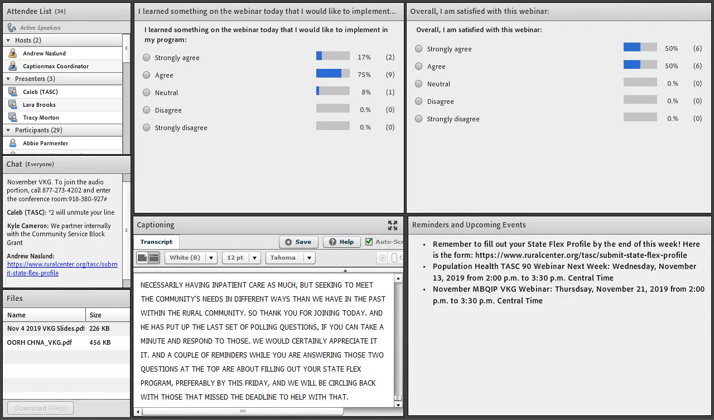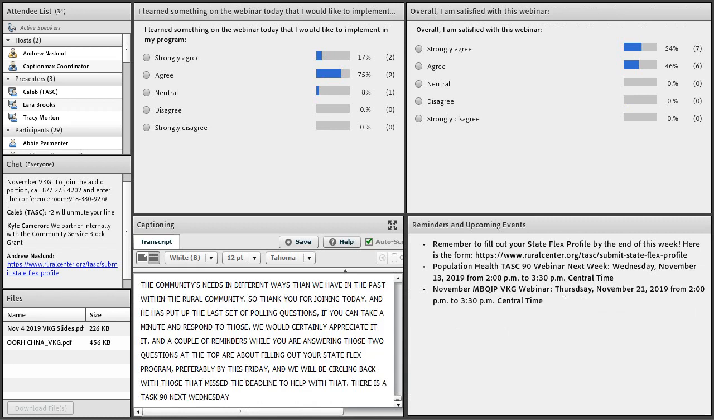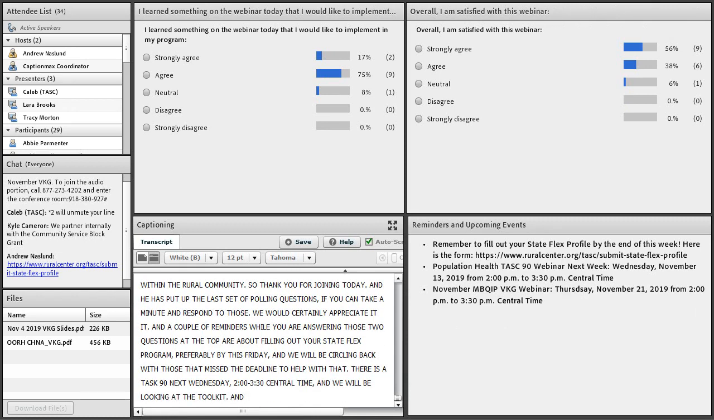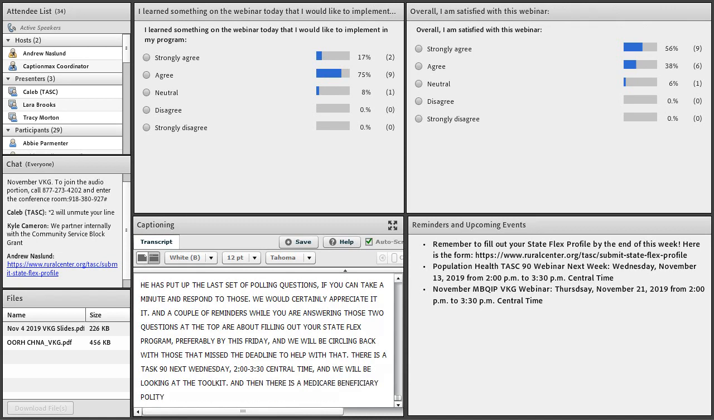And if you're interested in that a little bit more, there's a Task 90 coming up. You can see the date for that in the bottom corner, but it's next Wednesday. We'll be talking about population health, and I'll share some resources for you about finding some good data. But really, I'd like hearing from the different states today.